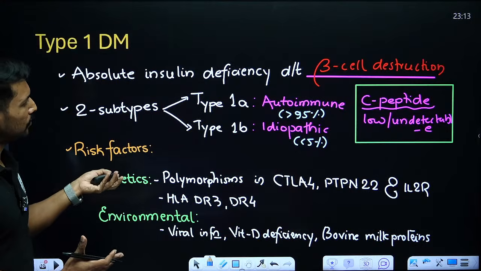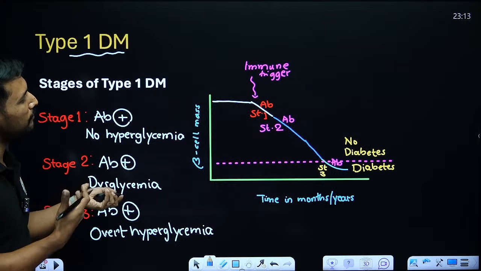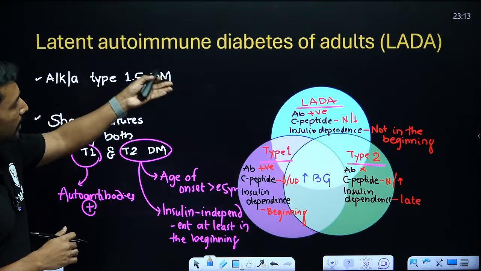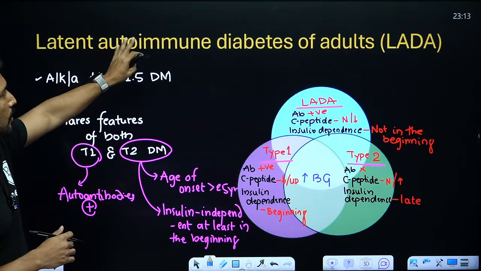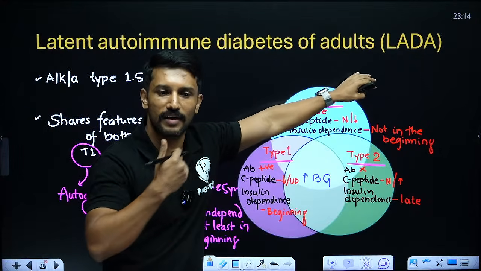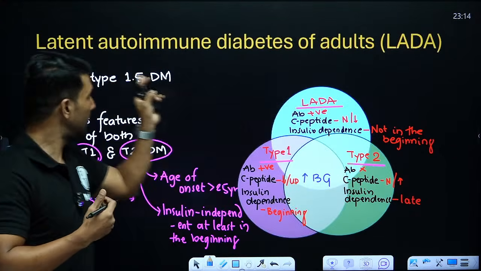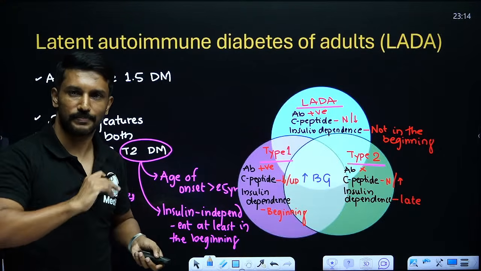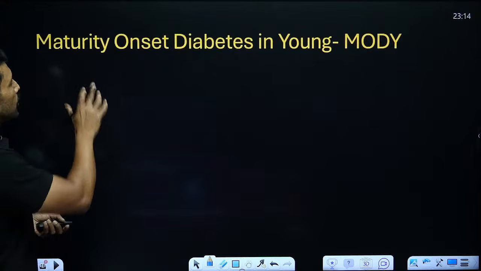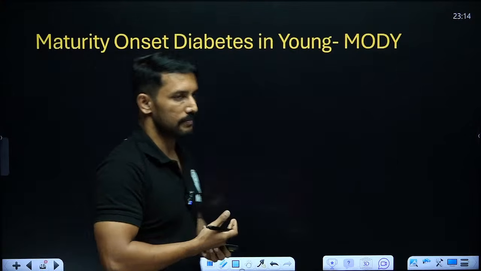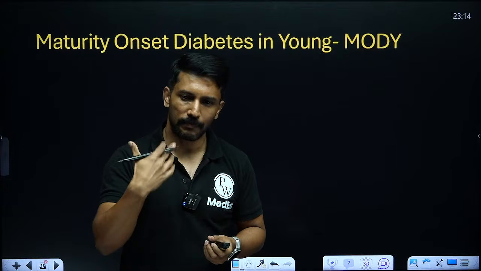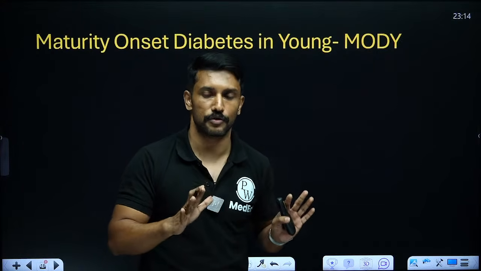Again, the beauty of medicine is that a lot of information is embedded in the name. Like for this, we call it latent autoimmune diabetes of adults. So by the time I say autoimmune, you know antibodies are present. I say adult means age of onset is late, not like type 1 diabetes mellitus. And latent means it is slowly progressing, right? Similarly, the name of this specific form of diabetes is maturity onset diabetes in young. Maturity onset means onset is after the maturity, not in the pediatric age group for sure.